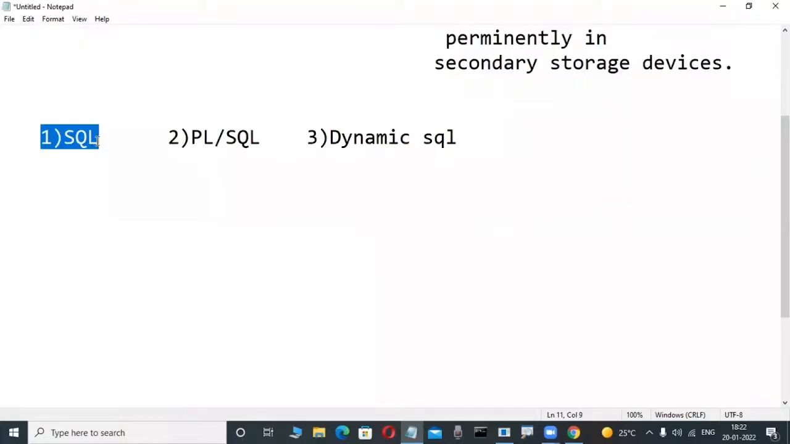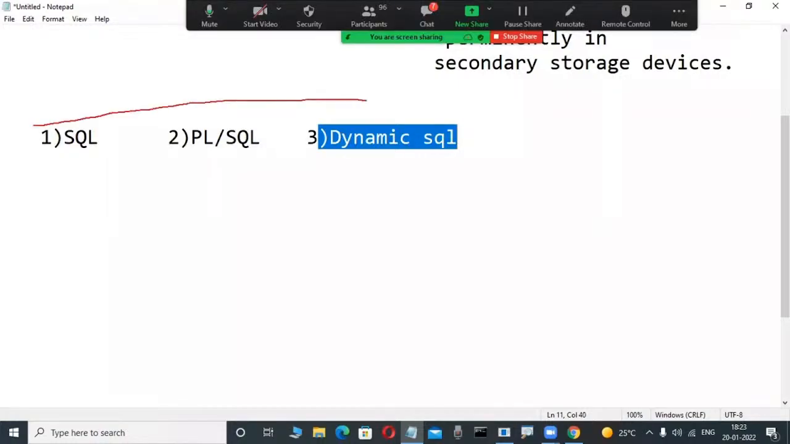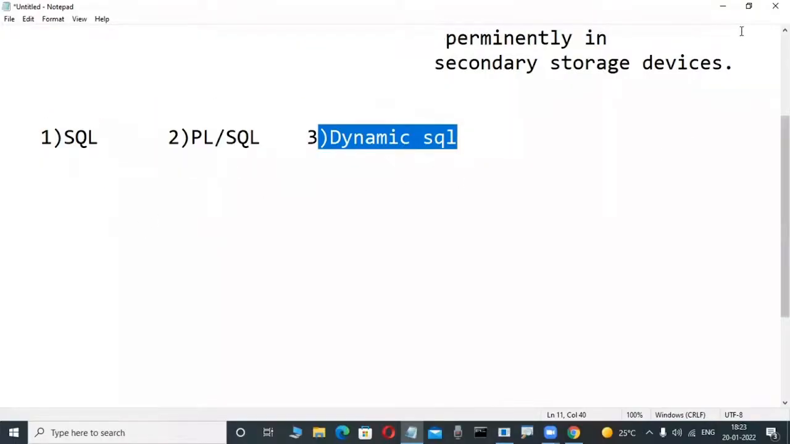One is the SQL language, another one is PLSQL, and another one is dynamic SQL. These three languages we are learning in our course. Most powerful. Suppose now, check it out.